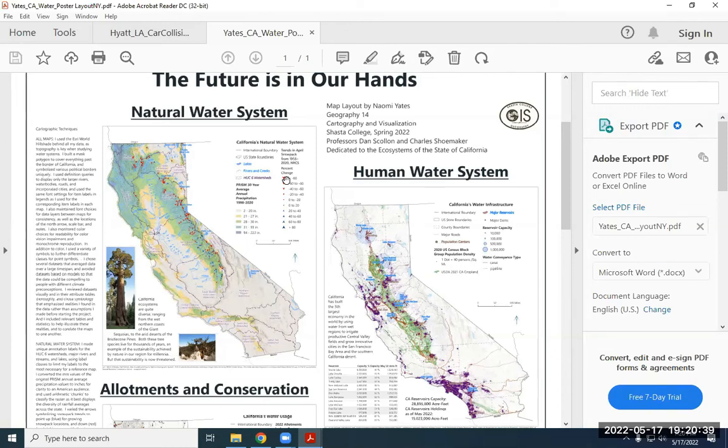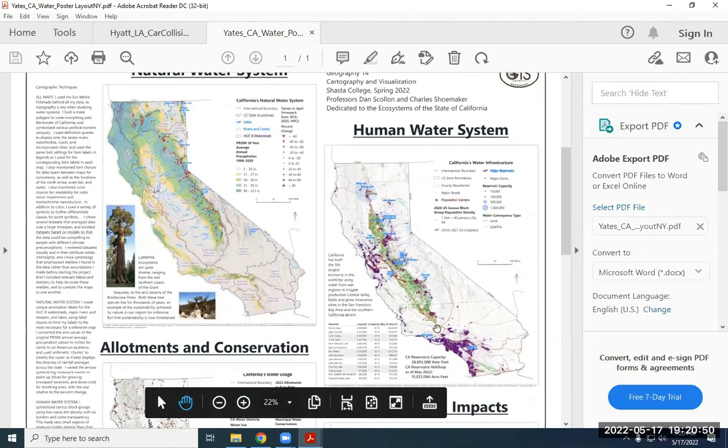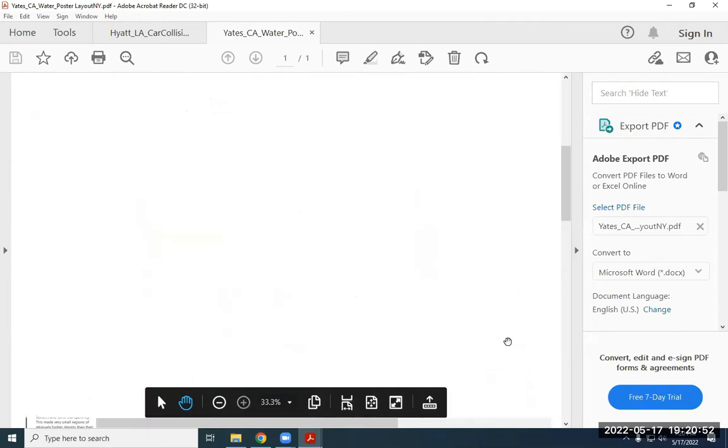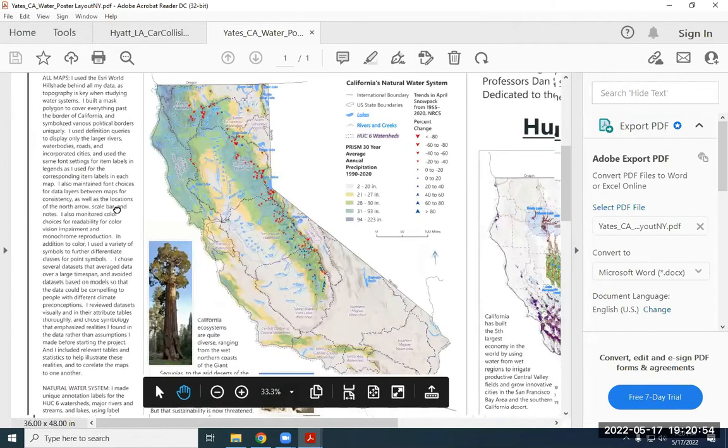But at the same time, this has been a stable ecosystem for a very, very long time, much longer than we have data for. So over here on the human water map, we could maybe even zoom in a little bit further.